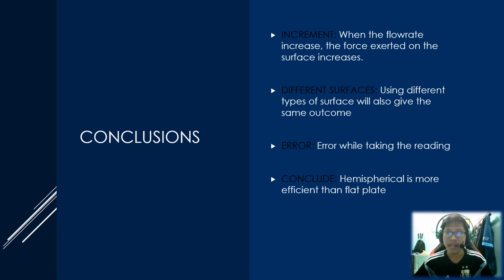And for the error that can occur while taking the reading, this is called parallax error. And to conclude the whole experiment, we can say that the hemispherical cup is much more efficient than the flat plate.